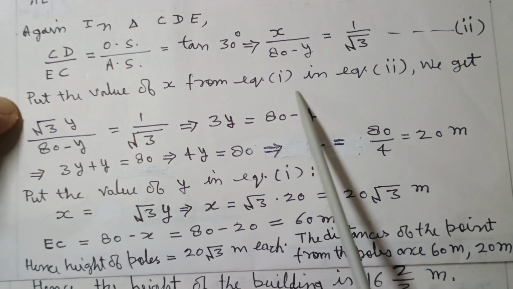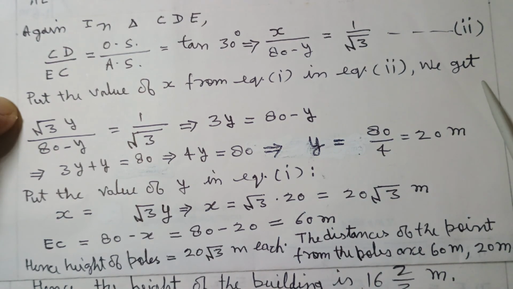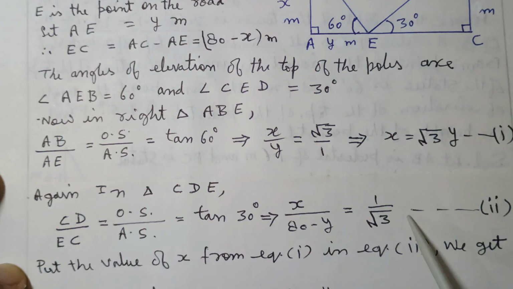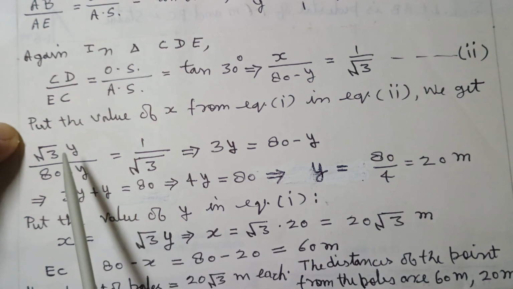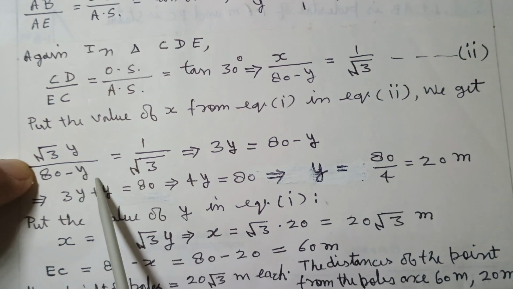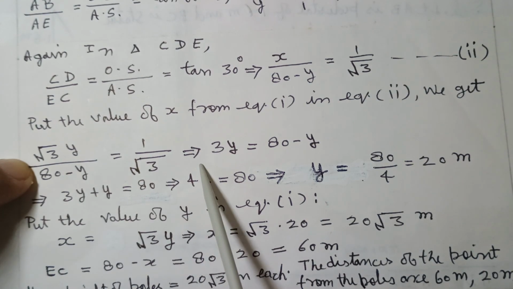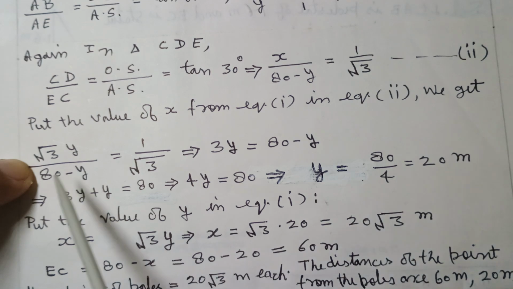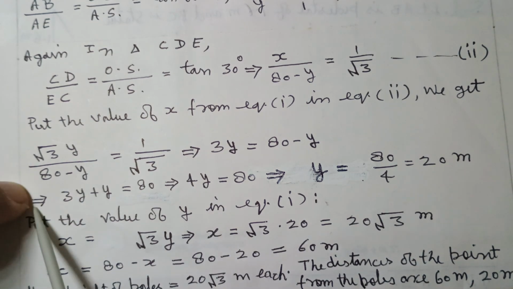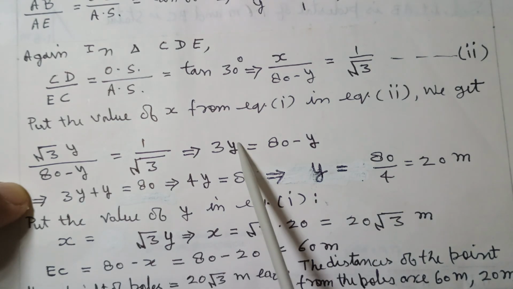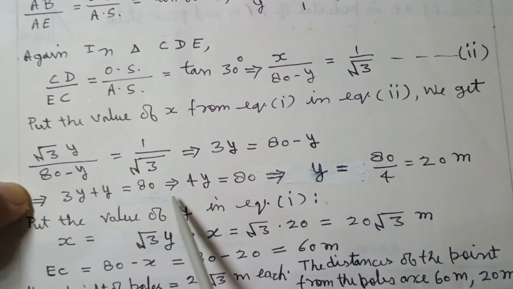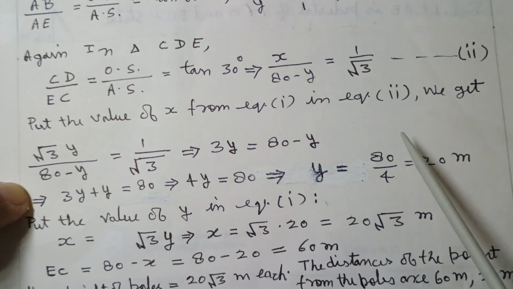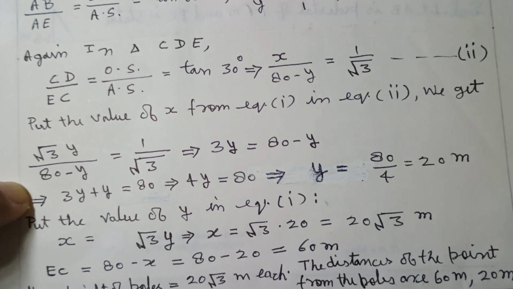Now put the value of x from equation 1 in equation 2, we get under root 3 y upon 80 minus y is equal to 1 upon under root 3. This implies 3y is equal to 80 minus y, after cross multiplying. This implies 3y plus y is equal to 80, taking y to the left hand side. Adding them, 4y is equal to 80. This implies y is equal to 80 by 4 is equal to 20 meter.